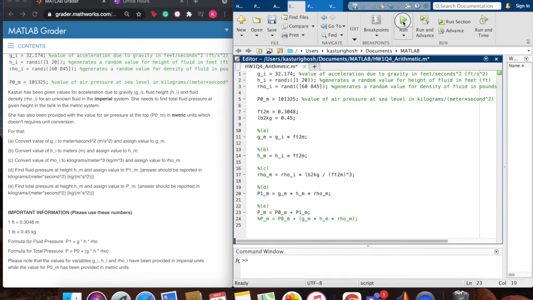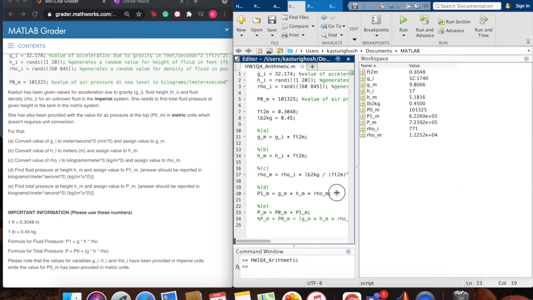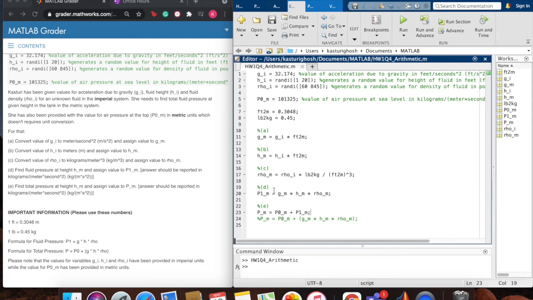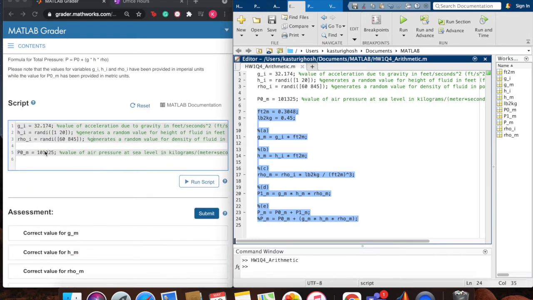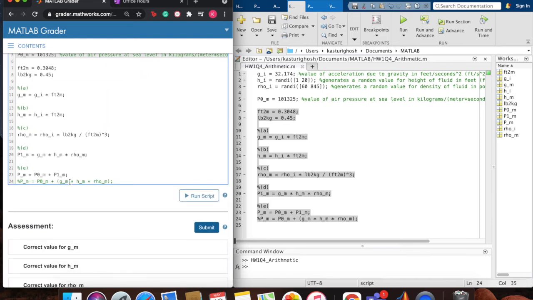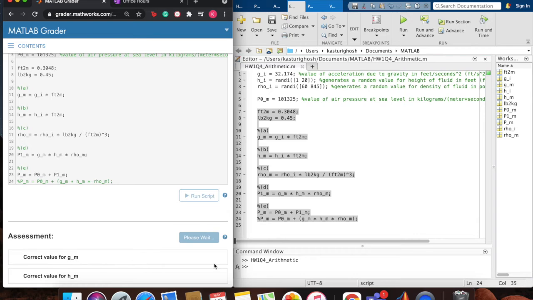All right, so now I'm going to run this code. It runs. I have all my variables right here in the workspace and I'm happy with my code. So I'm going to copy all of this. Please remember, do not recopy anything that was already given in the script because that will lead to overwriting these variables. All right, so I'm just going to copy my own code, go here and paste this. Okay, I'm going to run the script again on MATLAB Grader and submit.